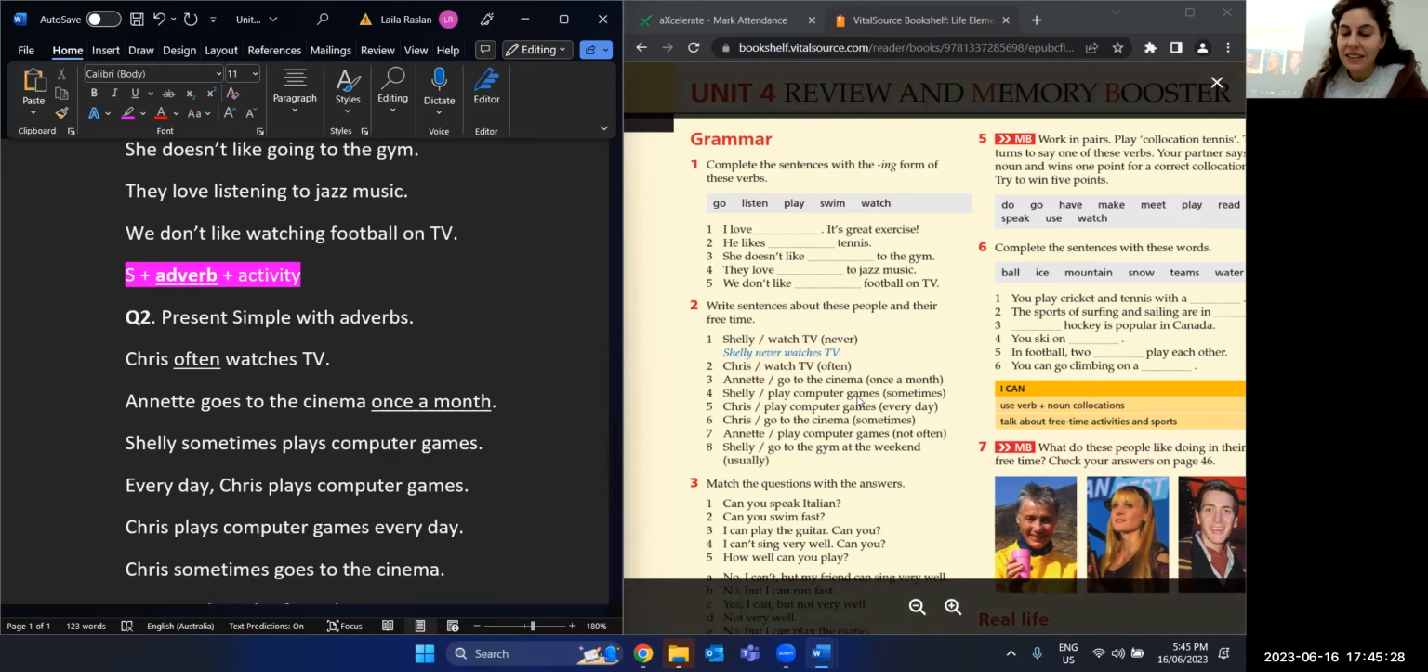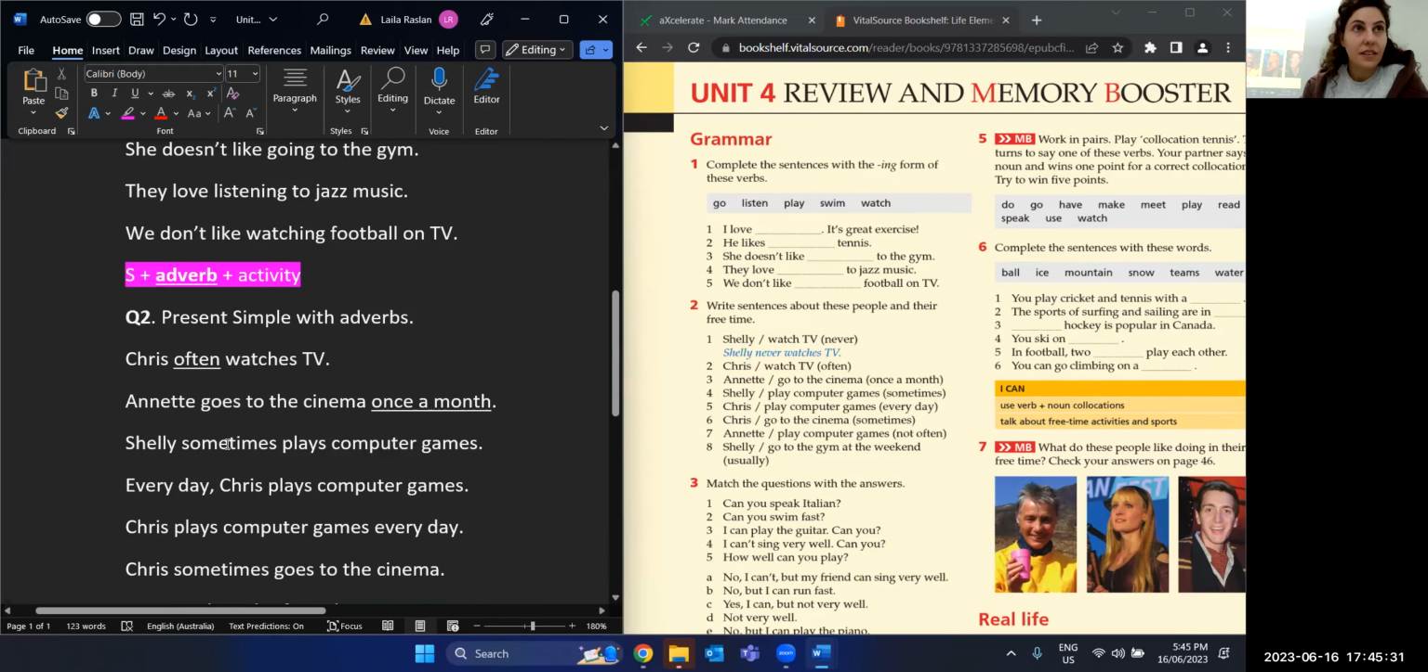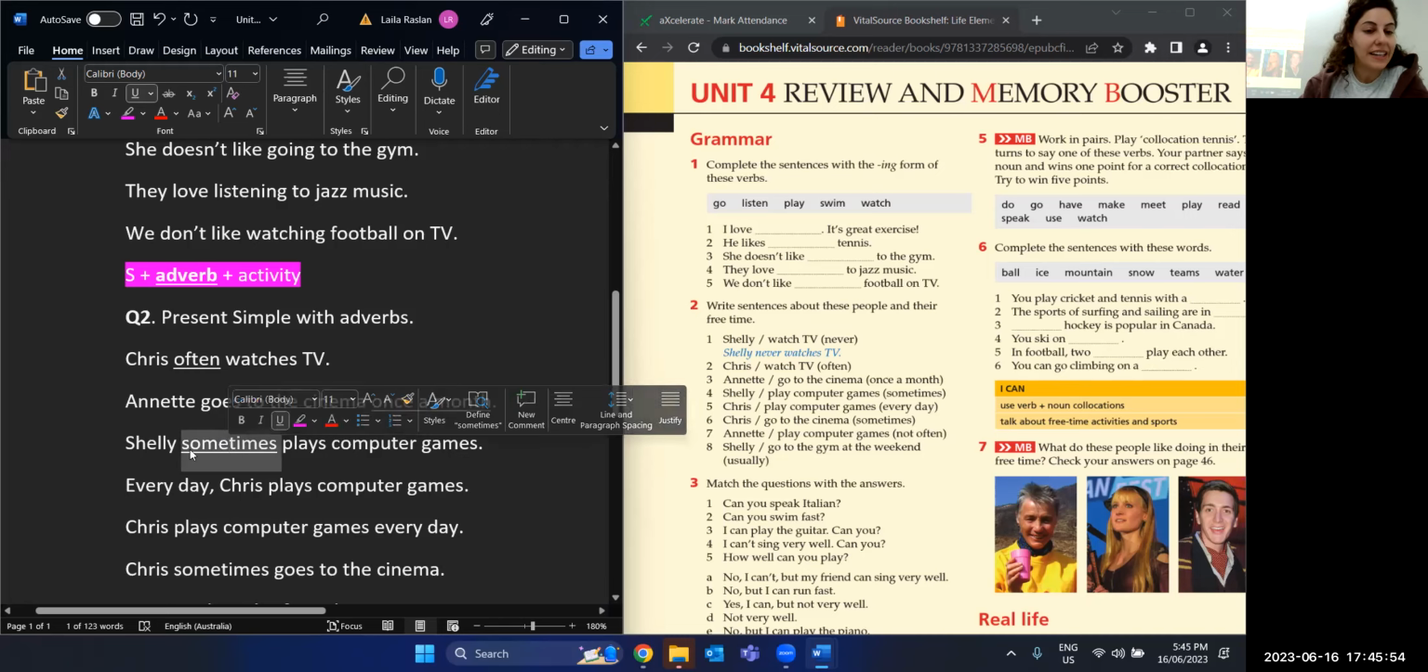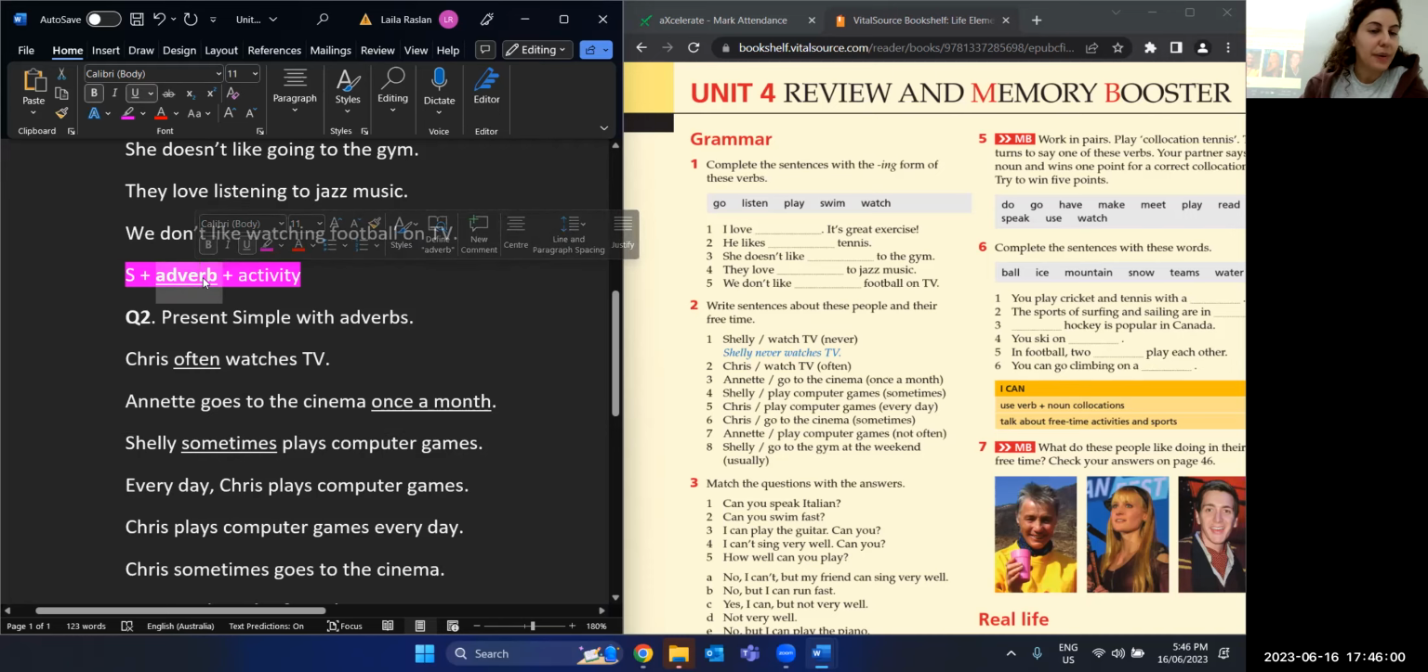Shelley, the order. Yeah, so you could say Shelley plays computer games. It's more common here. Or you can put it at the beginning. Sometimes Shelley plays computer games. Often Chris watches TV. It's only common with some of them. Like this one, yes, it could go at the beginning. Not all of them. Always try and put the adverb here before the activity, but sometimes it does work at the beginning of the sentence. Sometimes Shelley plays computer games.